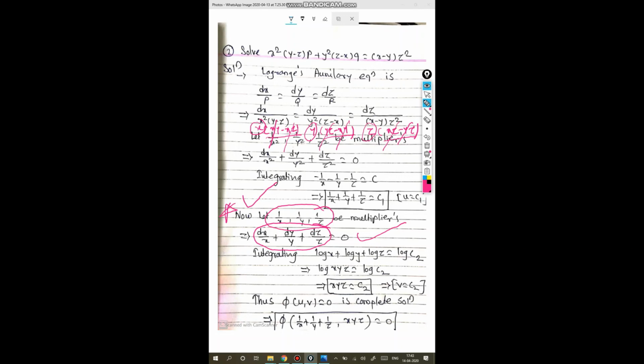And now integration: 1 upon x integration is log x, 1 by y integration is log y, 1 by z is log z, and that is log c2. Everything is in log, so we take the constant again in the log, and we get xyz equal to c2 as a solution. And at the end we write phi of u comma v is equal to 0 as a complete solution. So this answer comes in one arbitrary function.